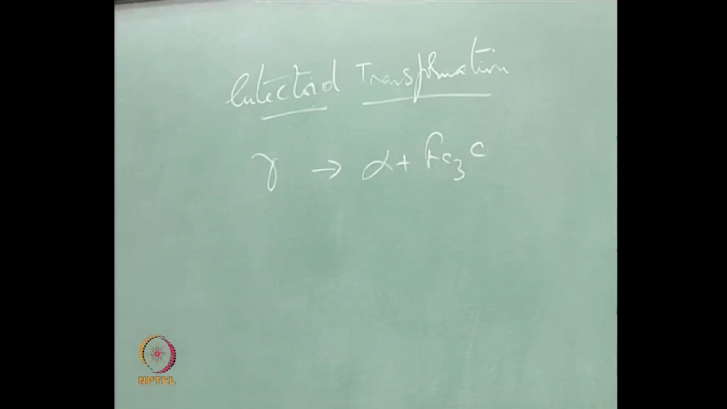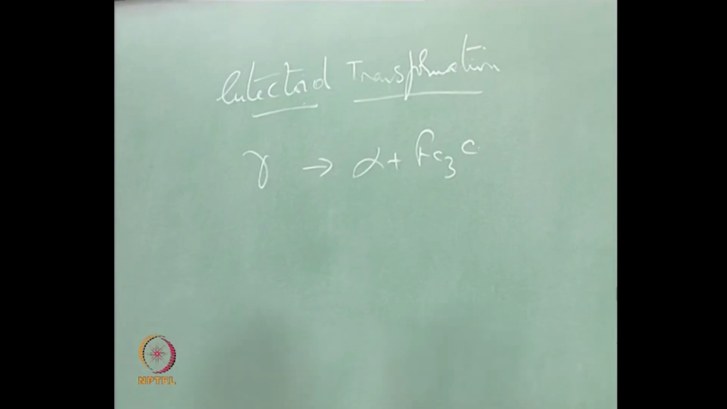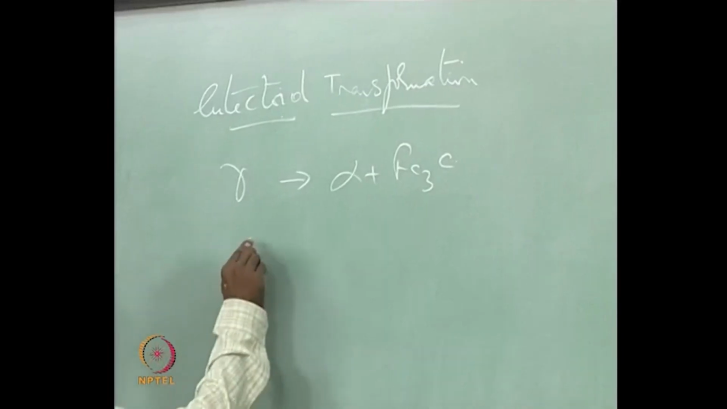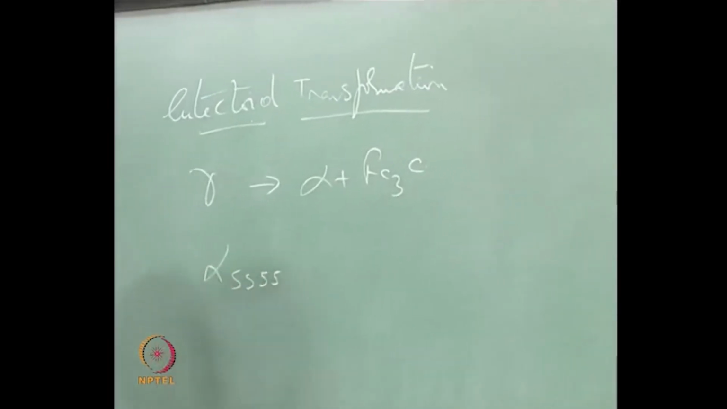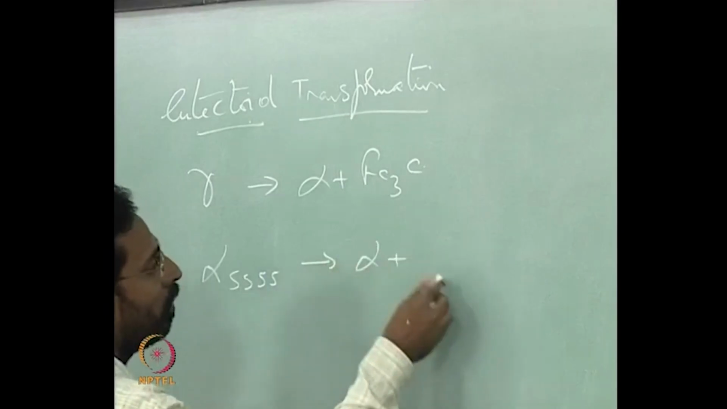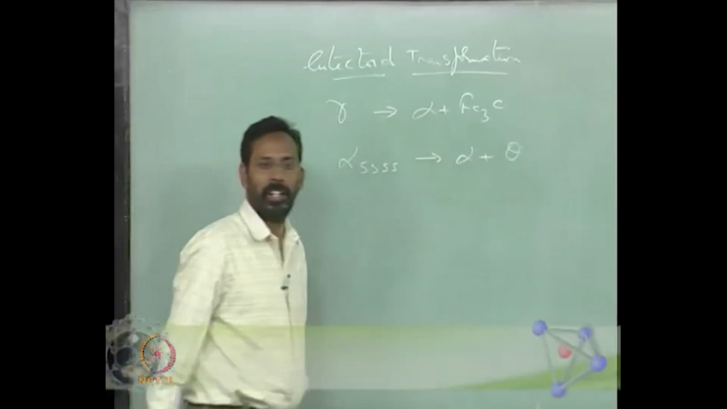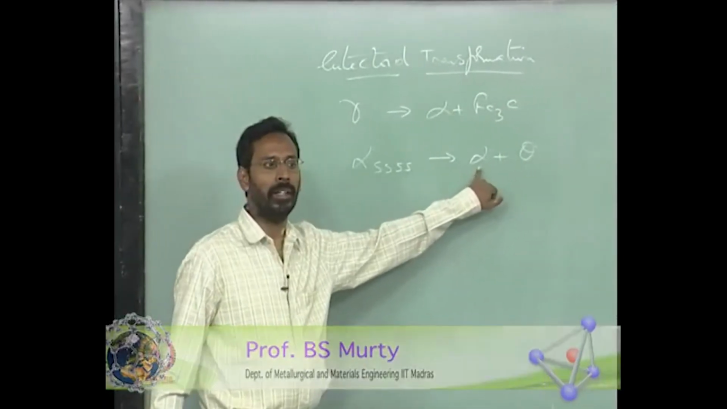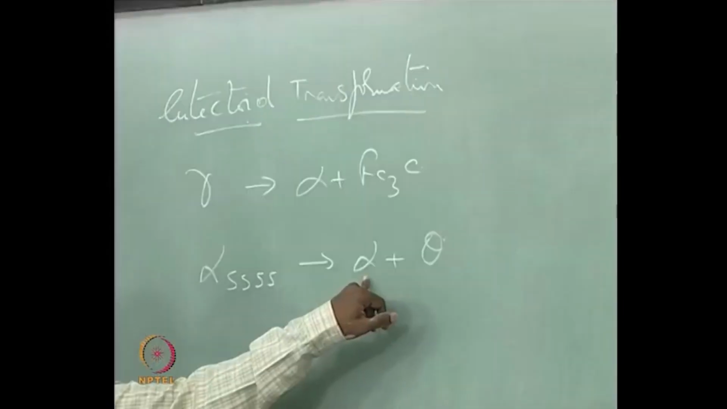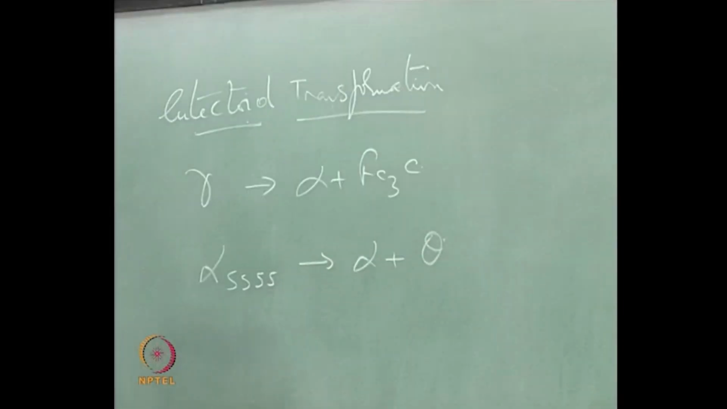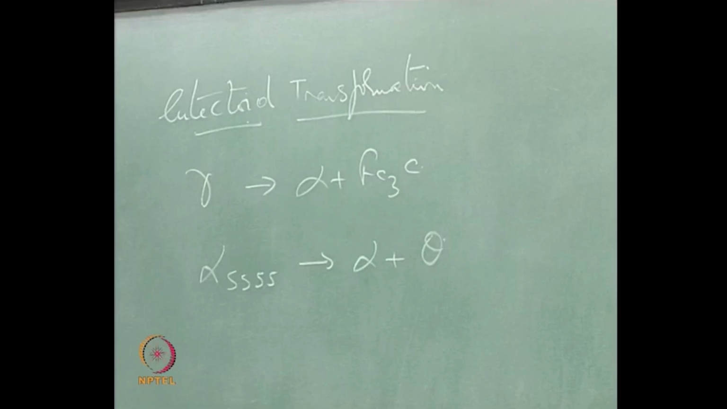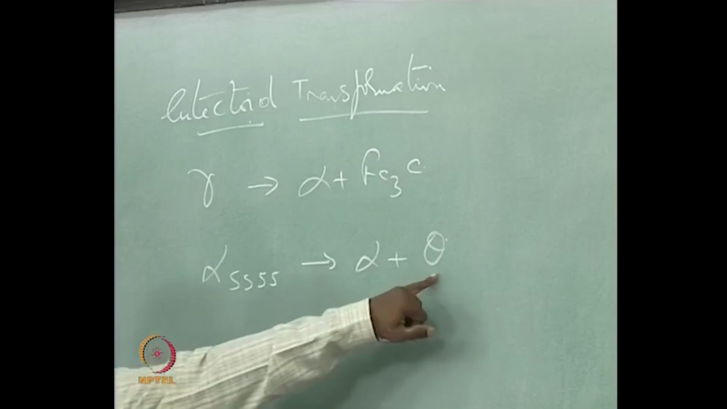And this is what we started looking at, and as you clearly see when you compare with the previous case of precipitation, where you have an alpha which is a supersaturated solid solution giving you alpha plus some phase, you can call it theta. So, here you have the parent phase remaining with a different composition of course, and a product phase comes out which precipitates out of the excess solute that is available in the parent phase. So, the parent phase is supersaturated, and because it is supersaturated the excess solute comes out as this.